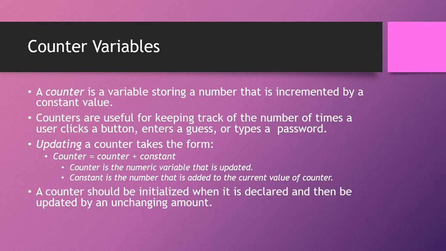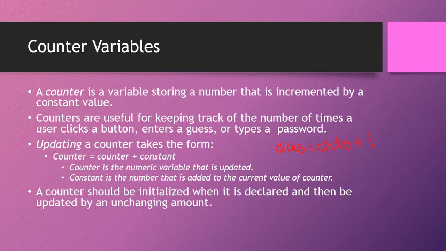When I'm updating a counter, it's going to take the form of the following. The counter's name equals the counter's name plus the constant. So counter is just the numeric variable, and the constant is the number that we're adding. So let's say my counter variable was named clicks. Okay? I could say clicks equals clicks plus 1. That would be my updating of my counter, the variable clicks. I'd be adding 1 to the variable and then putting it back inside the variable.